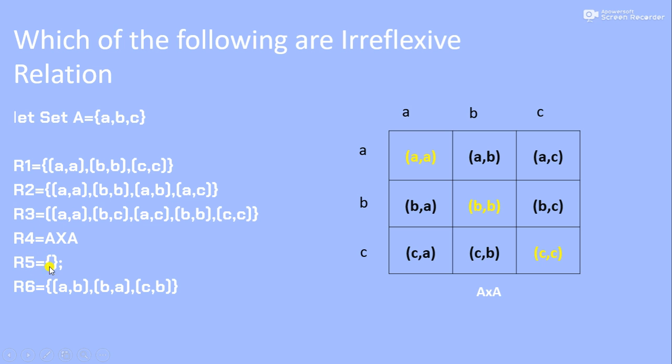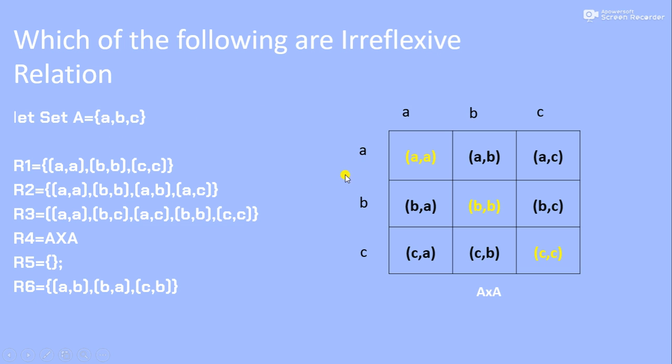Here R5 contains nothing. So this is the empty set, also known as phi. An empty set doesn't contain any reflexive pair. Therefore R5 is an irreflexive relation because it doesn't contain any reflexive pairs. Here R6 contains AB, which is not a reflexive pair. BA is also not a reflexive pair. CB is also not a reflexive pair. Therefore R6 is also an irreflexive relation.